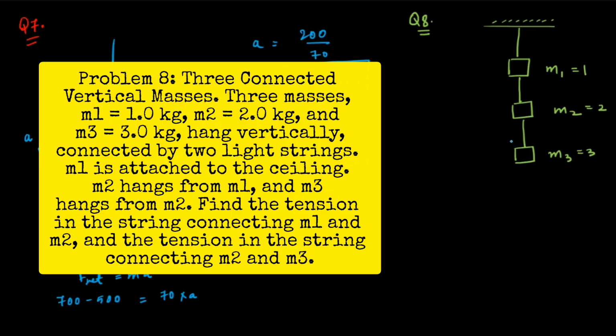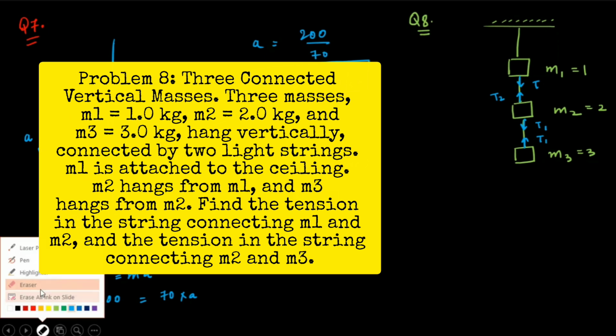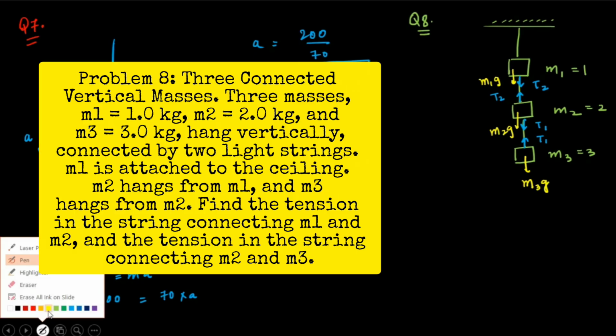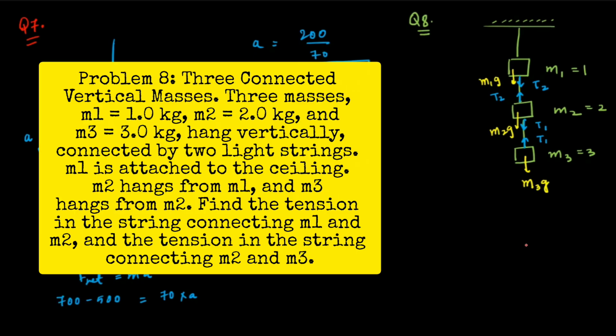The question doesn't say what the tensions are called, so we can assume there must be some tension T1 acting between M2 and M3, and some tension T2 acting between M1 and M2. Always remember tension acts in pair, so at both the ends from where the masses are joined, they must be acting. Then there is an mg acting in the downward direction for all the masses, like that.